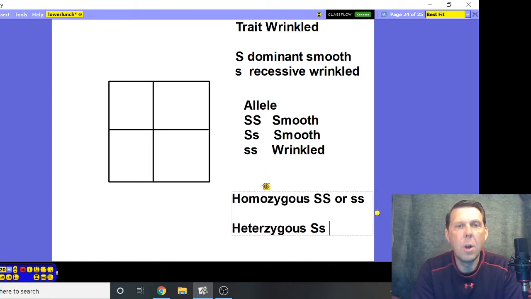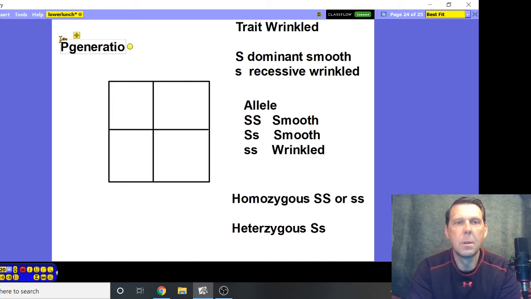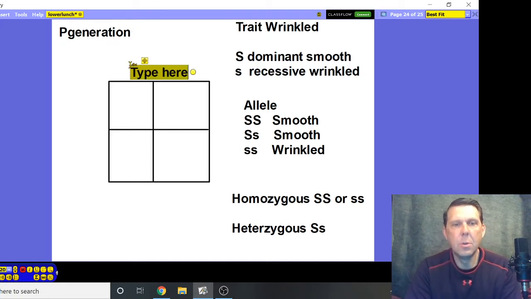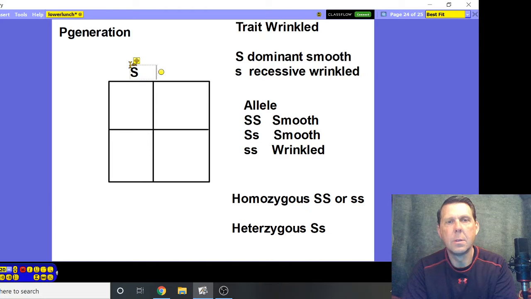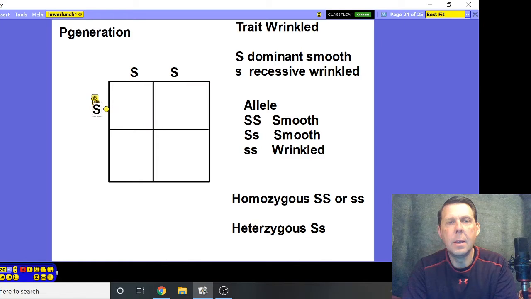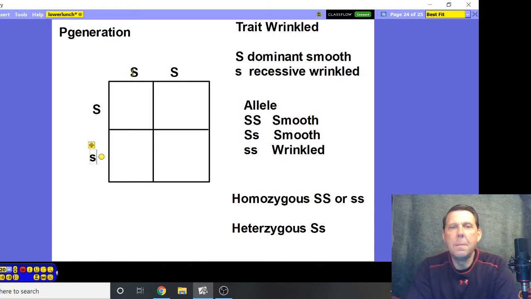All right, so let's cross two plants. Make a P generation, or this is our parent generation. Our P generation. And let's do SS and Ss. So our genotype is here. It's homozygous and it's smooth. Homozygous, same. And since they're both dominant, it's smooth.